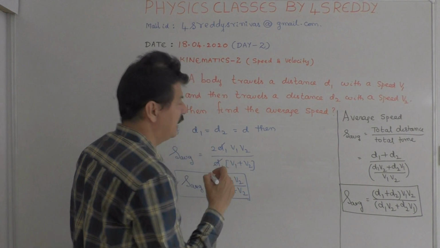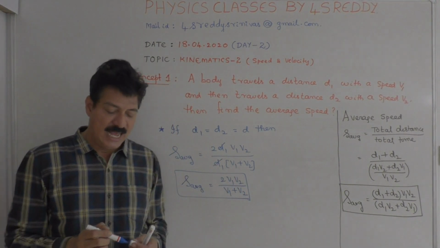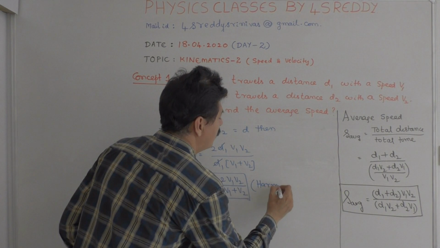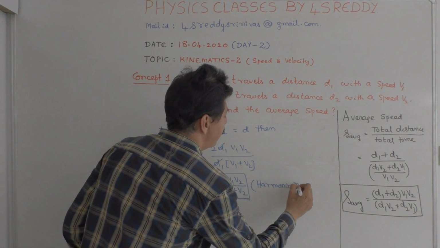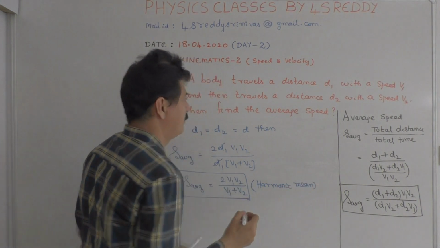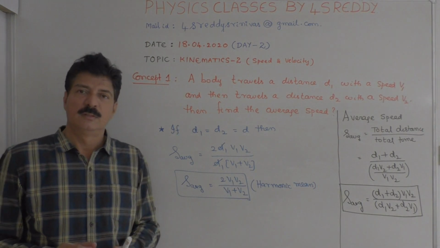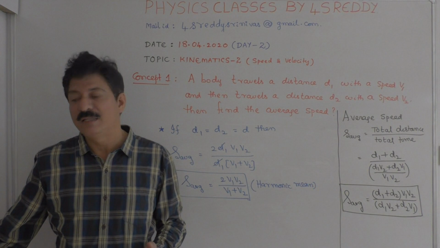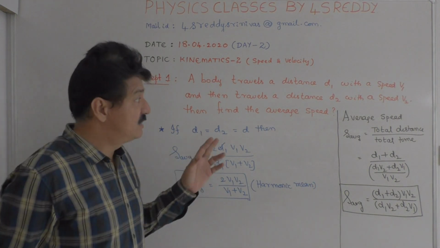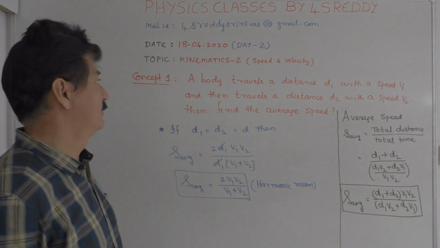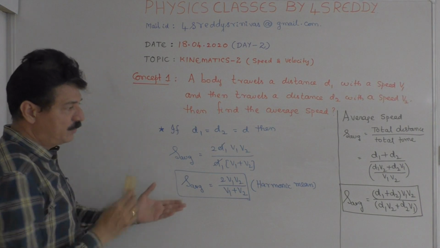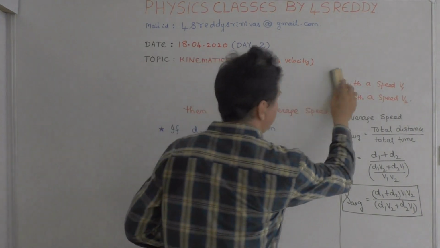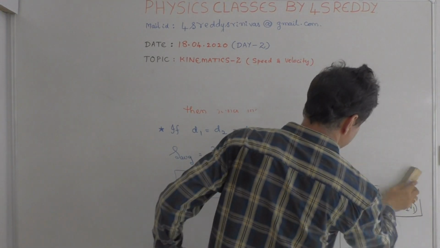This is how we have to calculate the average speed. This is always what we call the harmonic mean. This is one concept related with average speed when distances and speeds are known. Based on this, once you have the formula, it's very easy for us to solve any problem related to this.